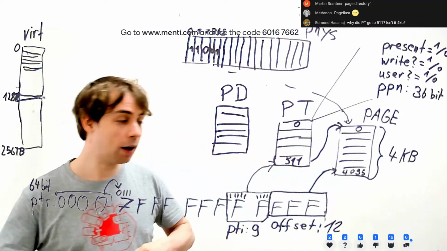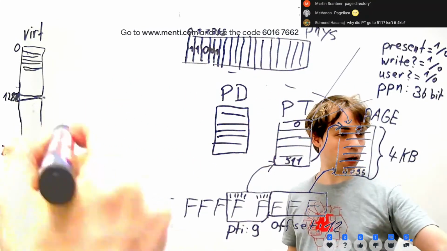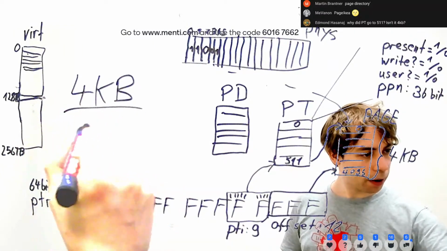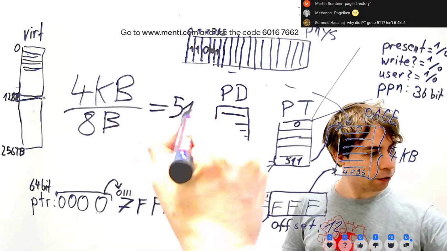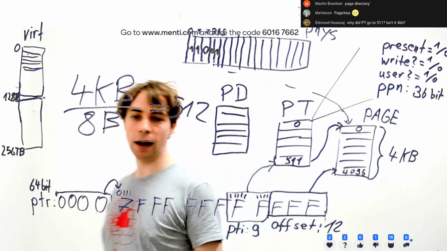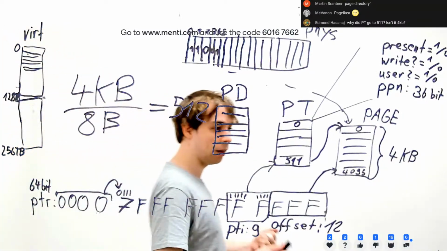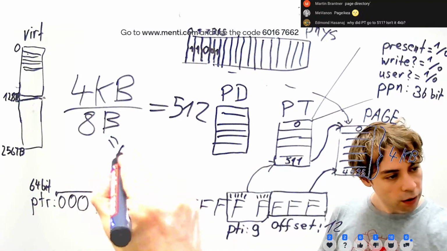Oh yes, the page table is still 4 kilobytes, but the problem is that 4 kilobytes divided by 8 bytes is 512 entries, and we need 8 bytes per entry because we need 64 bits. This is the same as 64-bit.